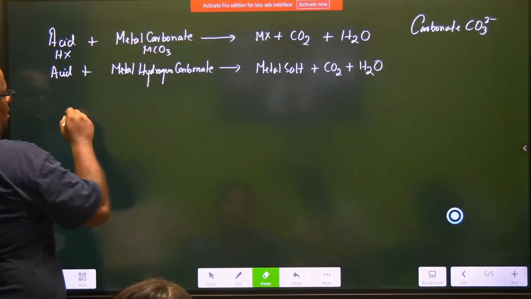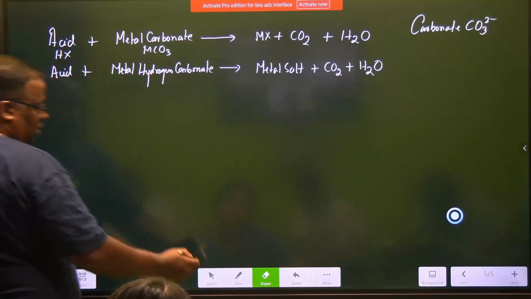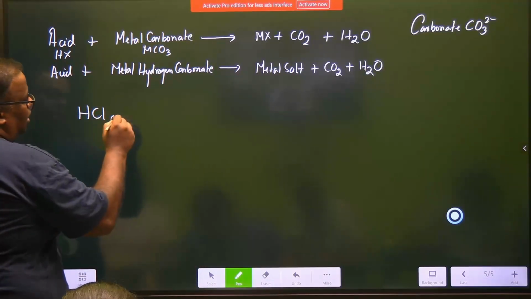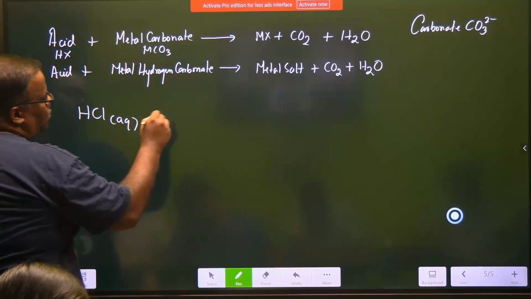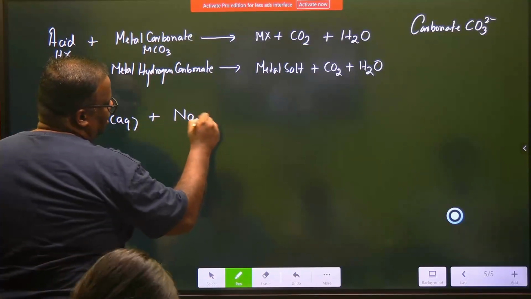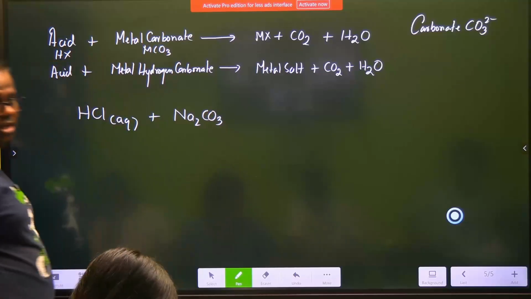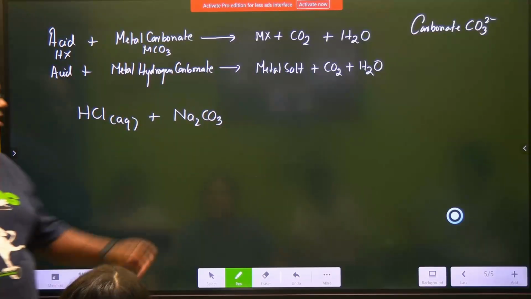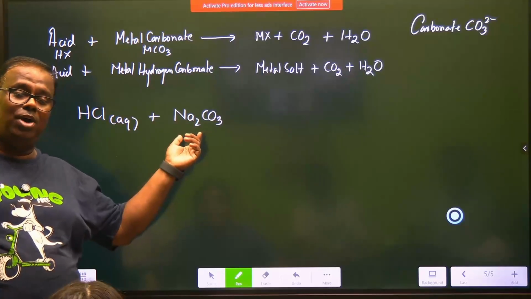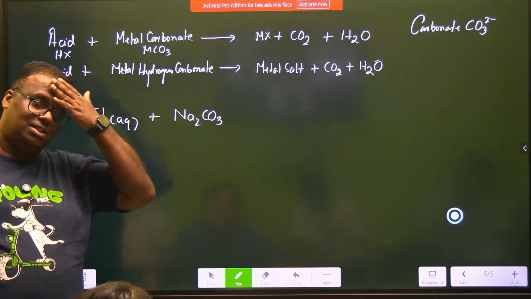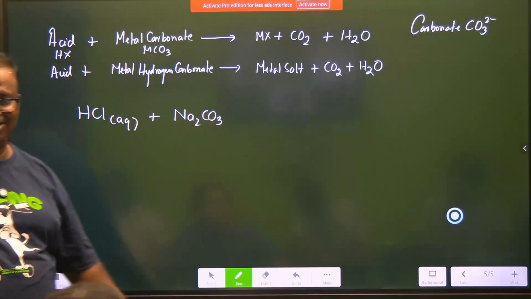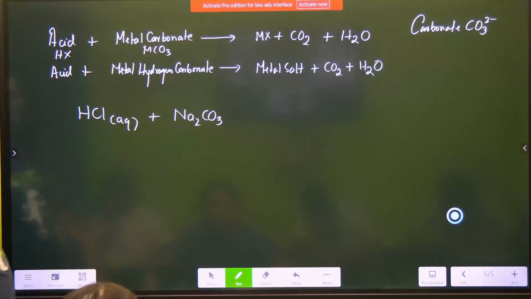Okay. So let's see. Suppose we have taken an acid which is HCl. HCl in aqueous form reacts with metal carbonate. What is carbonate? CO3 2 minus. You will never make a mistake. You're reacting it with sodium from group 1. Sodium is Na plus. So I need 2 plus to balance this. This is sodium carbonate.